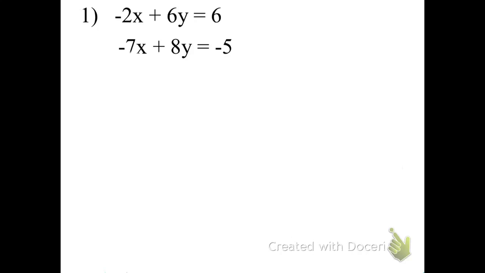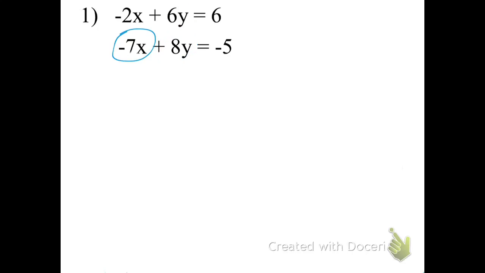Number one, if you look at these coefficients, the numbers in front of the variables, none of them match up at all. And none of them are really easy to match up. You would have to change both equations. You have to multiply both of them by a different number to get those coefficients to match up.